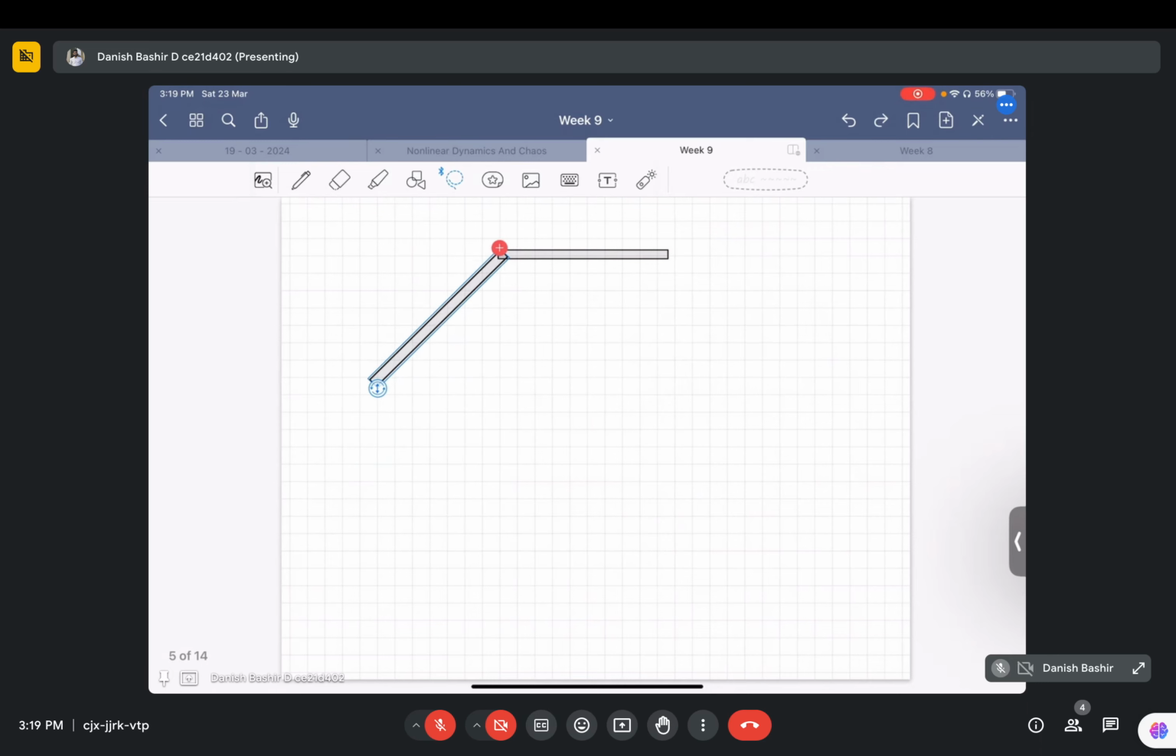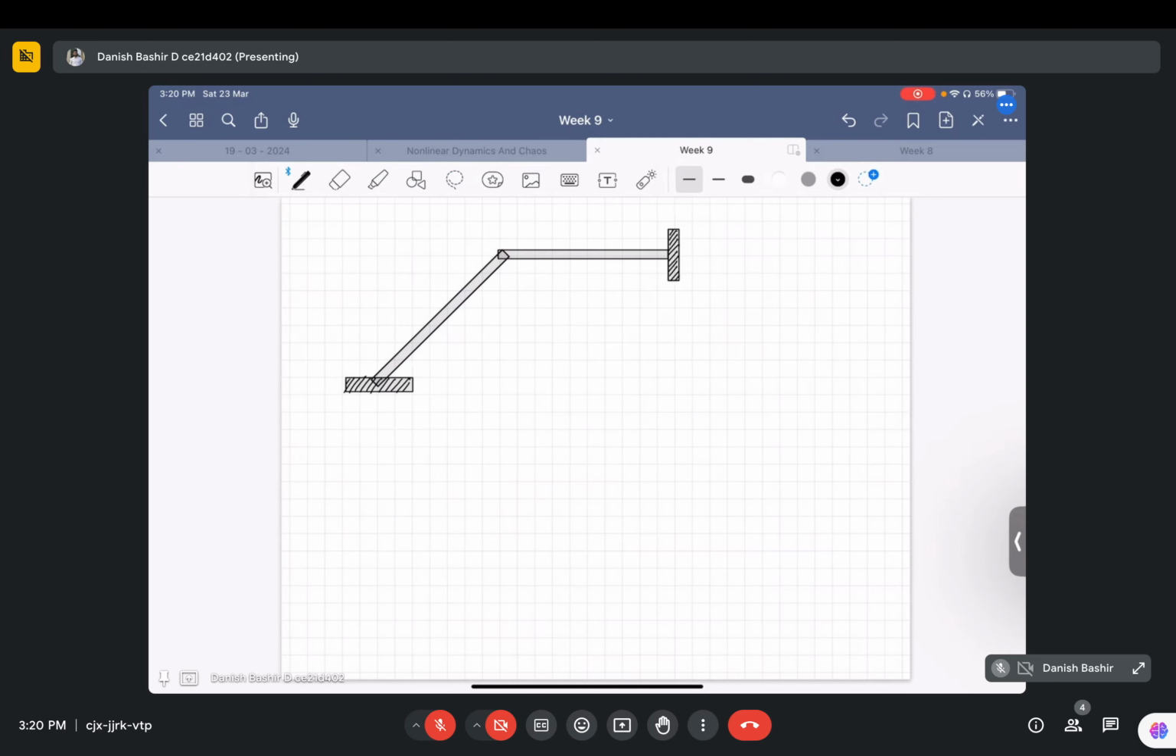It's like this. The frame is like this, and we have fixed rigidity from both ends. This is fixed from this end, and this is fixed from this end.